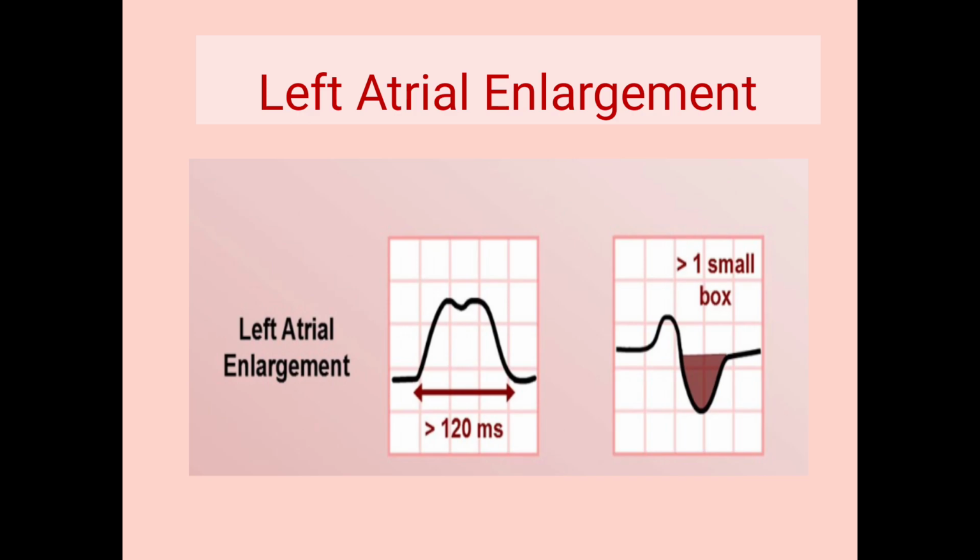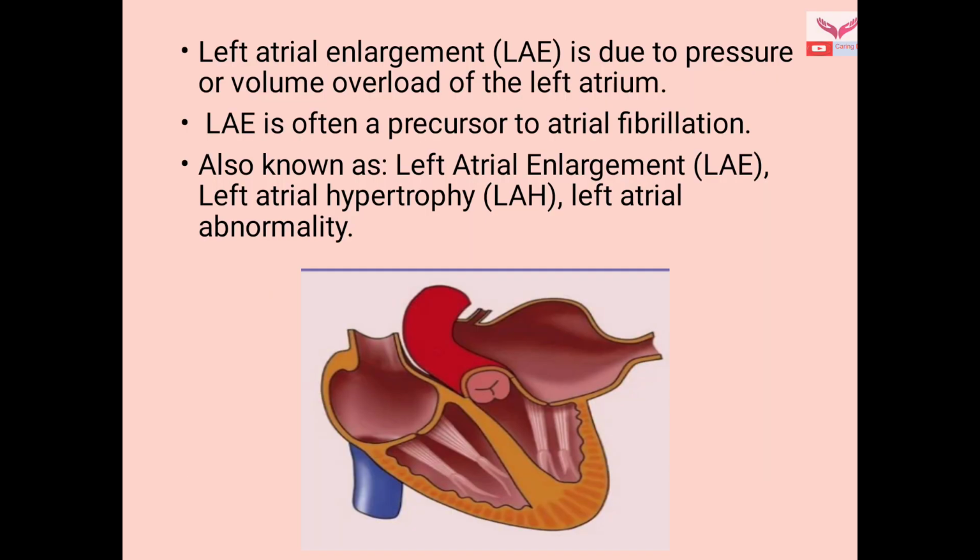Coming to left atrial enlargement. Left atrial enlargement is due to pressure or volume overload of the left atrium. It is often a precursor of atrial fibrillation. It is also called left atrial hypertrophy or left atrial abnormality.